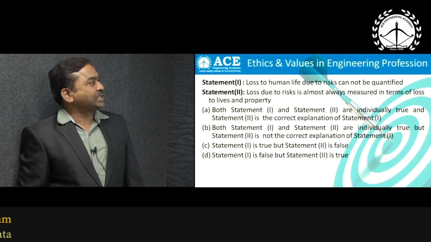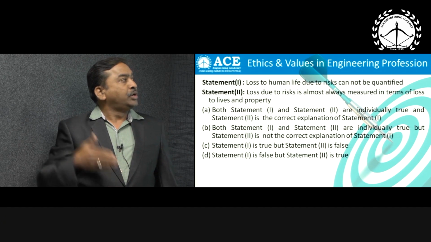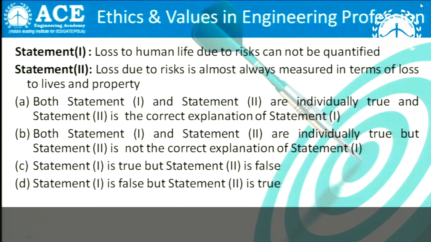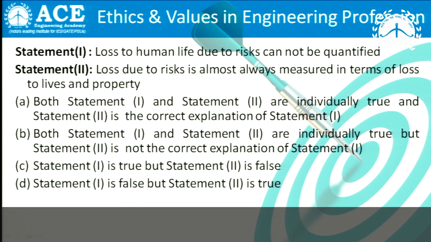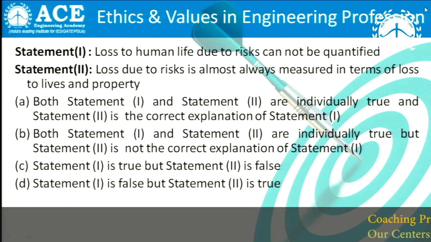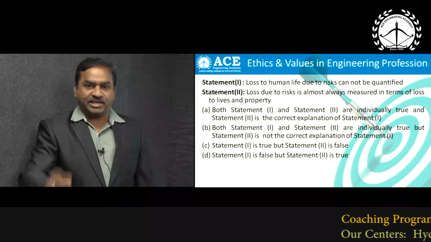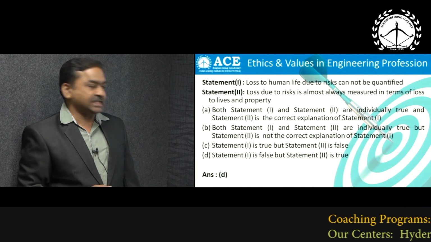We will see again a question. Loss to human life due to risks cannot be quantified. Loss due to risks is almost always measured in terms of loss to lives and property. You see very clearly that the second statement is contradicting the first statement. In fact, cost benefit analysis evaluates the cost wise loss to the lives as well as property. Hence, statement 1 is false, statement 2 is true. The choice is D.